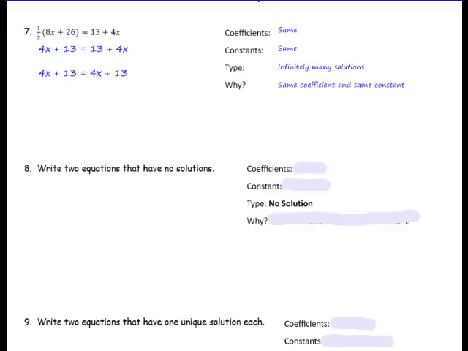Number 8. Write 2 equations that have no solutions. First, write down the characteristics of equations that have no solution. What do you know about their coefficients? What do you know about their constants? Pause the video and complete the right side of number 8. We know that their coefficients will be the same. We know that their constants will be different. This will have no solution because the coefficients are the same, but the constants are different. Pause the video and write 2 equations that meet these criteria.